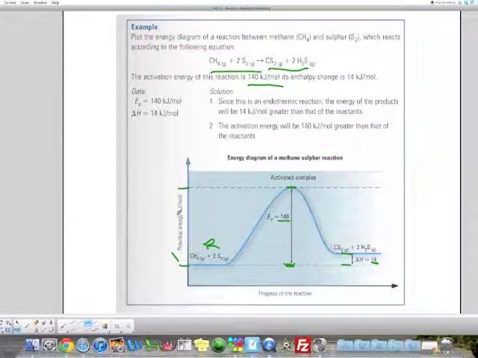But always put your units, kilojoules per mole. And this is time, or progress of the reaction. Time would be good as well. So these are the different points that must appear on a graph if you get a question like this.